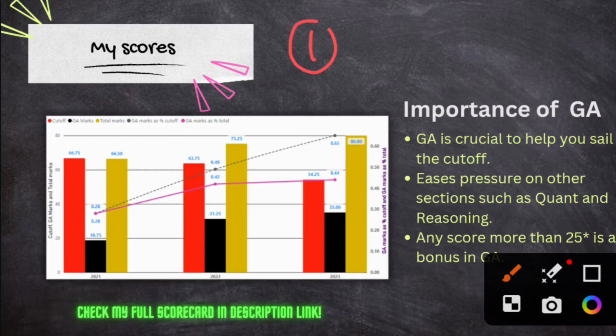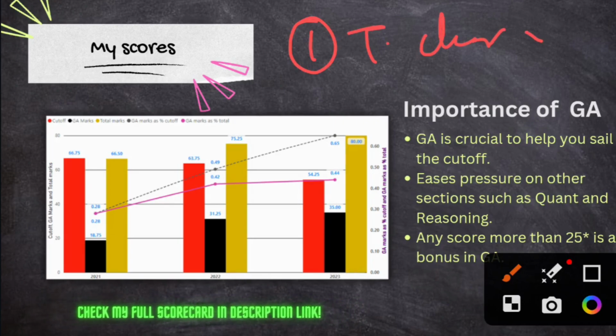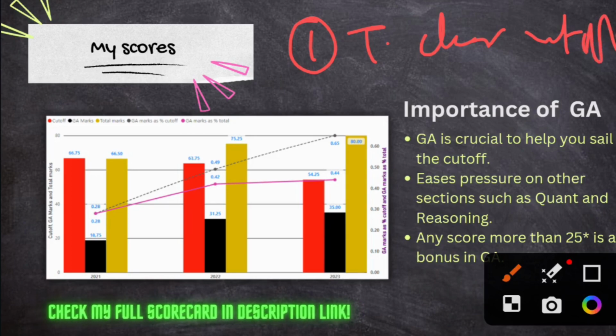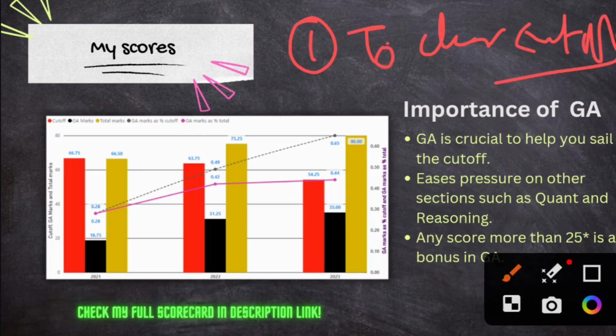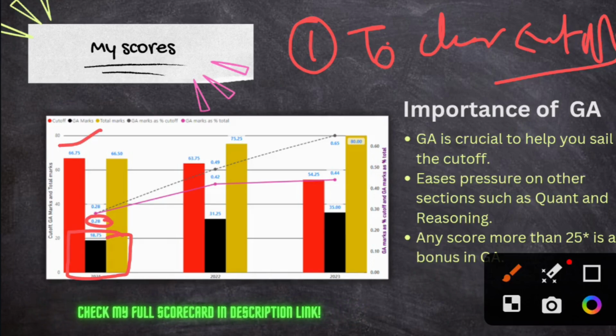The first importance of GA is to clear your cutoff. If you want to clear the cutoff of phase 1, GA is very crucial. Just see the example here. I scored 18.75 in my first attempt. This comes around 28% of the total cutoff, and I fell short of the cutoff by 0.25 marks.